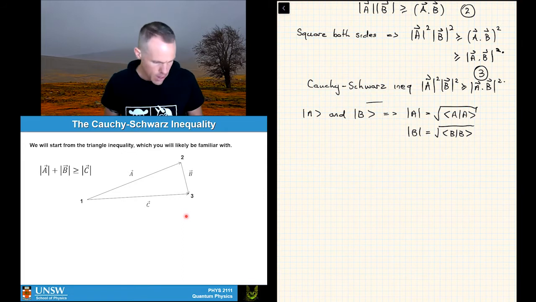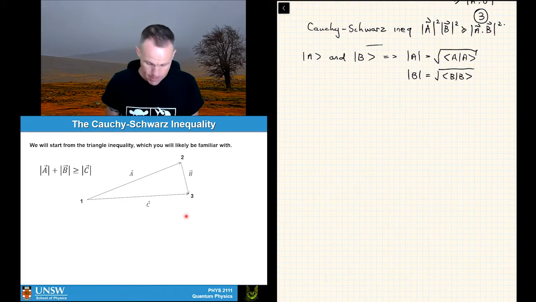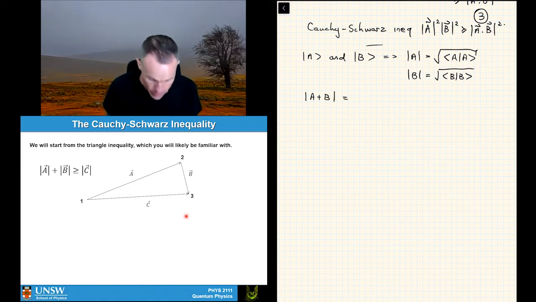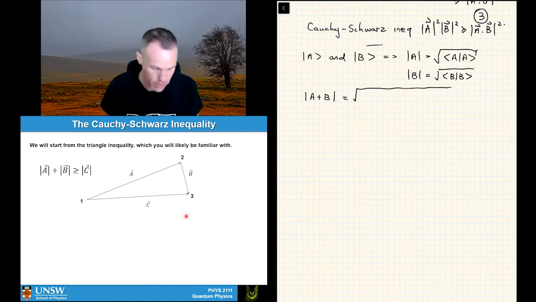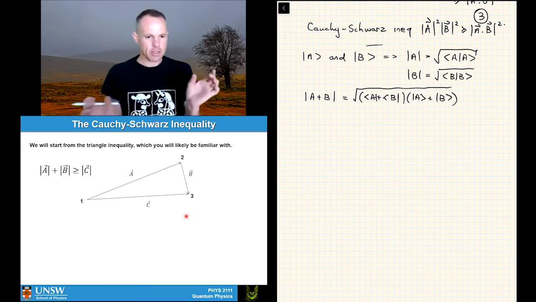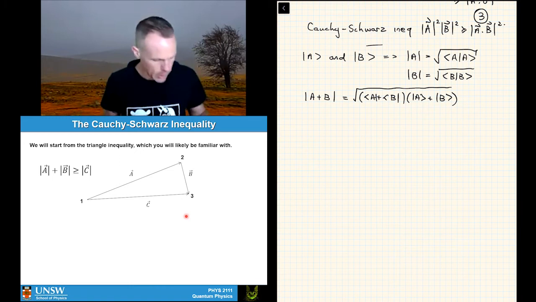Okay. And then we remember we had a vector C, and it was really just A plus B, right? So we can work out what the length of A plus B is going to be, and it will have a very similar form. It's going to be the square root of the inner product that looks like this. So bra of A plus bra of B times ket A plus, hang on, let's get my notation right here, ket A plus ket B, like so. Okay, and so this thing will just multiply up in 4 terms. We take the square root, we get the length.